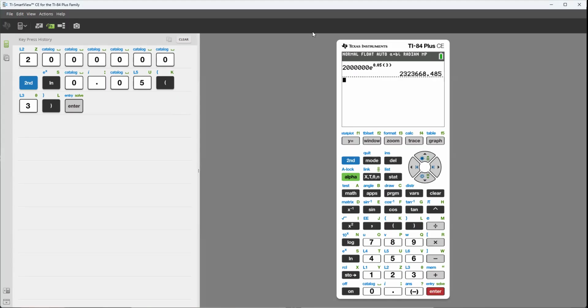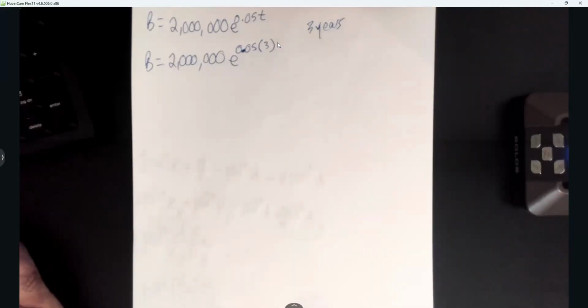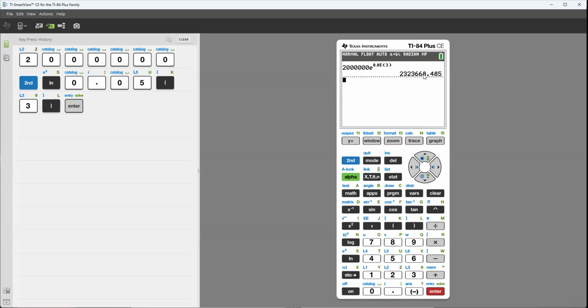Let me see, what did they want us to round to? Looks like we're rounding to the nearest year or the nearest person. So that's a 0.4, so I'm going to leave that at 8. So that's going to be 2,323,668. If that 4 after the decimal would have been bigger, like a 5, 6, 7, 8, or 9, I'd have made that 8 a 9, okay?